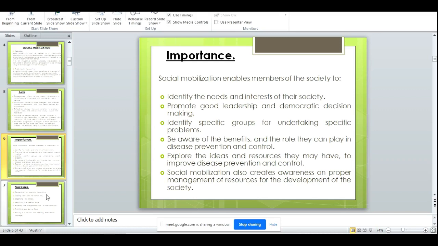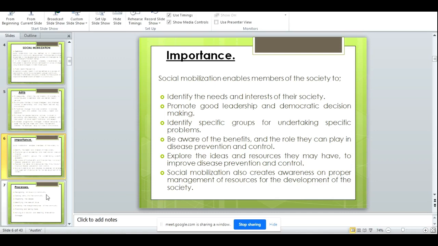It also enables members of the society to identify specific groups for undertaking specific problems. So there may be resources in the community that the people don't know about, but when you mobilize them together, you can now identify that, oh, we have about 50 doctors in this community and we have health problems. Why don't we mobilize this group of doctors to undertake this health challenge? We may have engineers in the community that we don't know, but once you mobilize them and they come together, they can identify themselves and the engineers can take care of road problems and structural problems in the community.